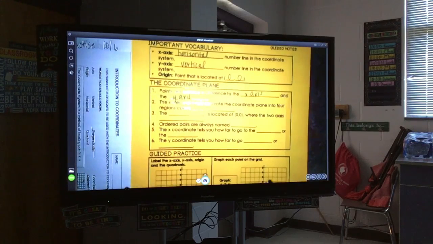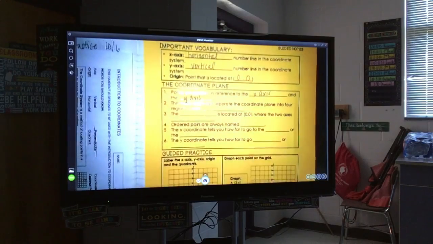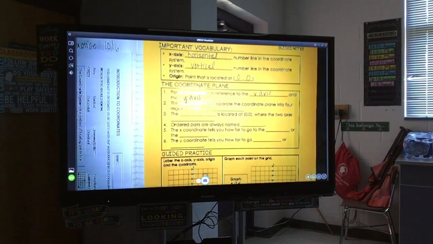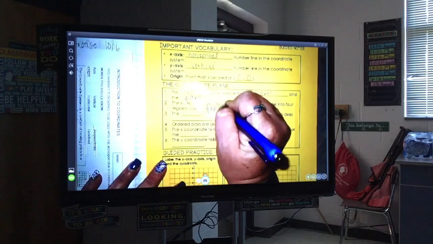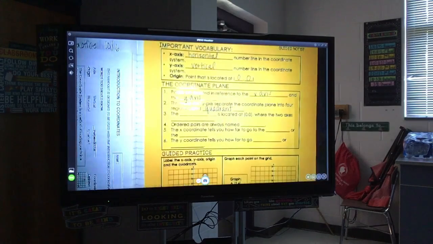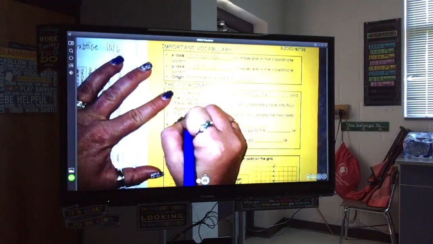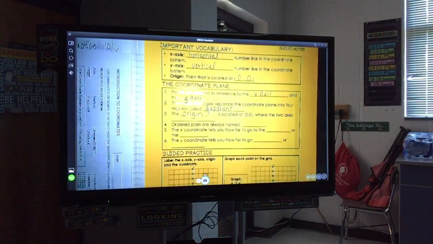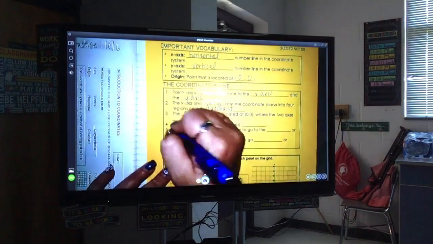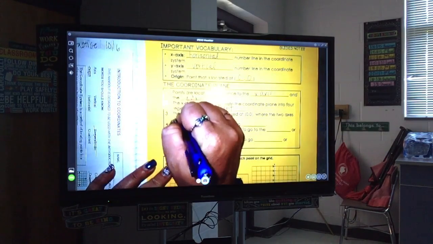All right, the x and y axis separate the coordinate plane into 4 regions called what, Jeremiah? Quadrants. The blank is located at 0, 0, where the 2 axes blank. Anthony? Origin. And then what do the 2 axes do? Alexa? Intersect.